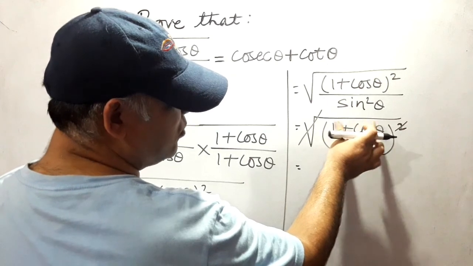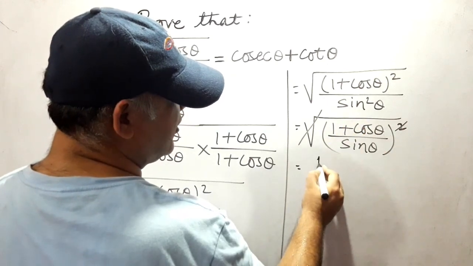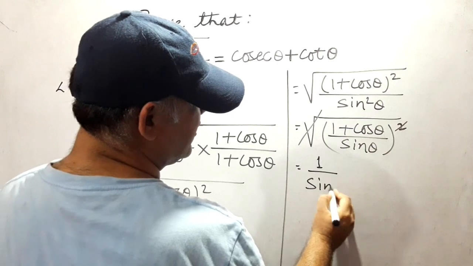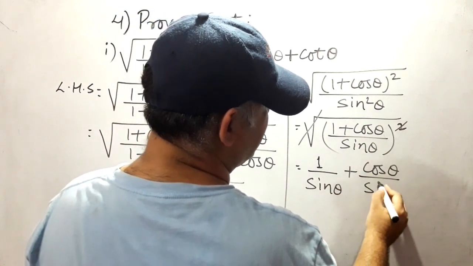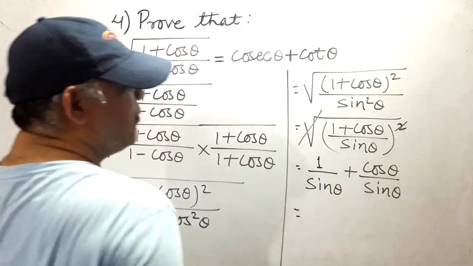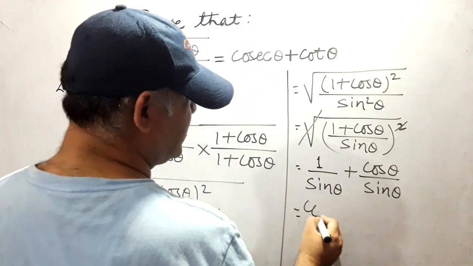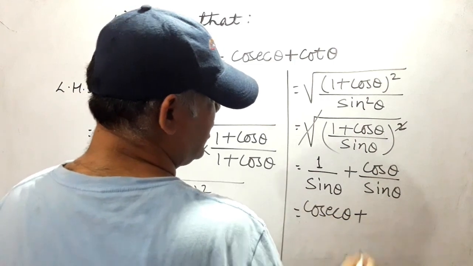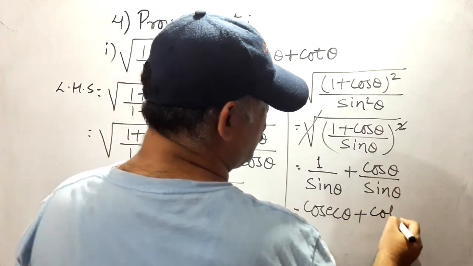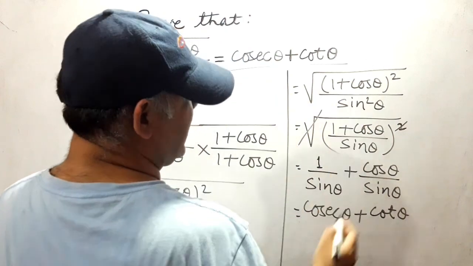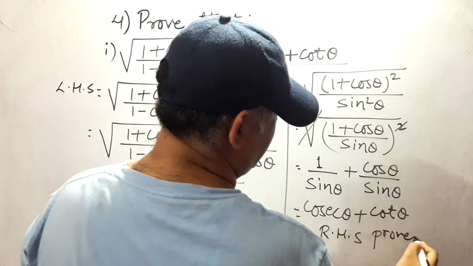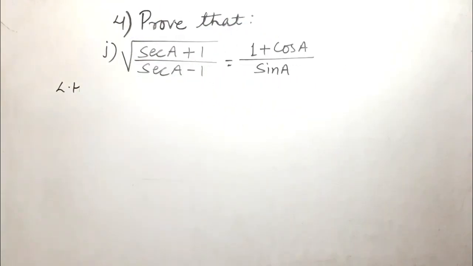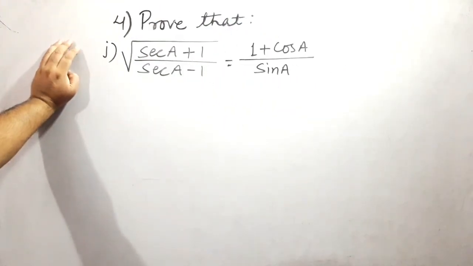Let's separate these both terms, 1 and cos theta. 1 by sin theta plus cos theta by sin theta. We have 1 by sin theta is equal to cosec theta, plus cos theta by sin theta is equal to cot theta, which is the right hand side. This is also similar as before, but at the end it is a little bit twisted. So let's see.